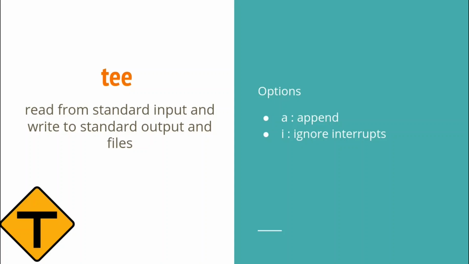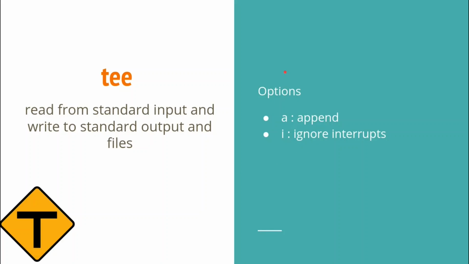That is, if you are using any data with a pipe into this program, it will first show up on the screen as well as write to a file. Just like a T, it will divide this data onto the screen as well as into the file. So we have only two options.